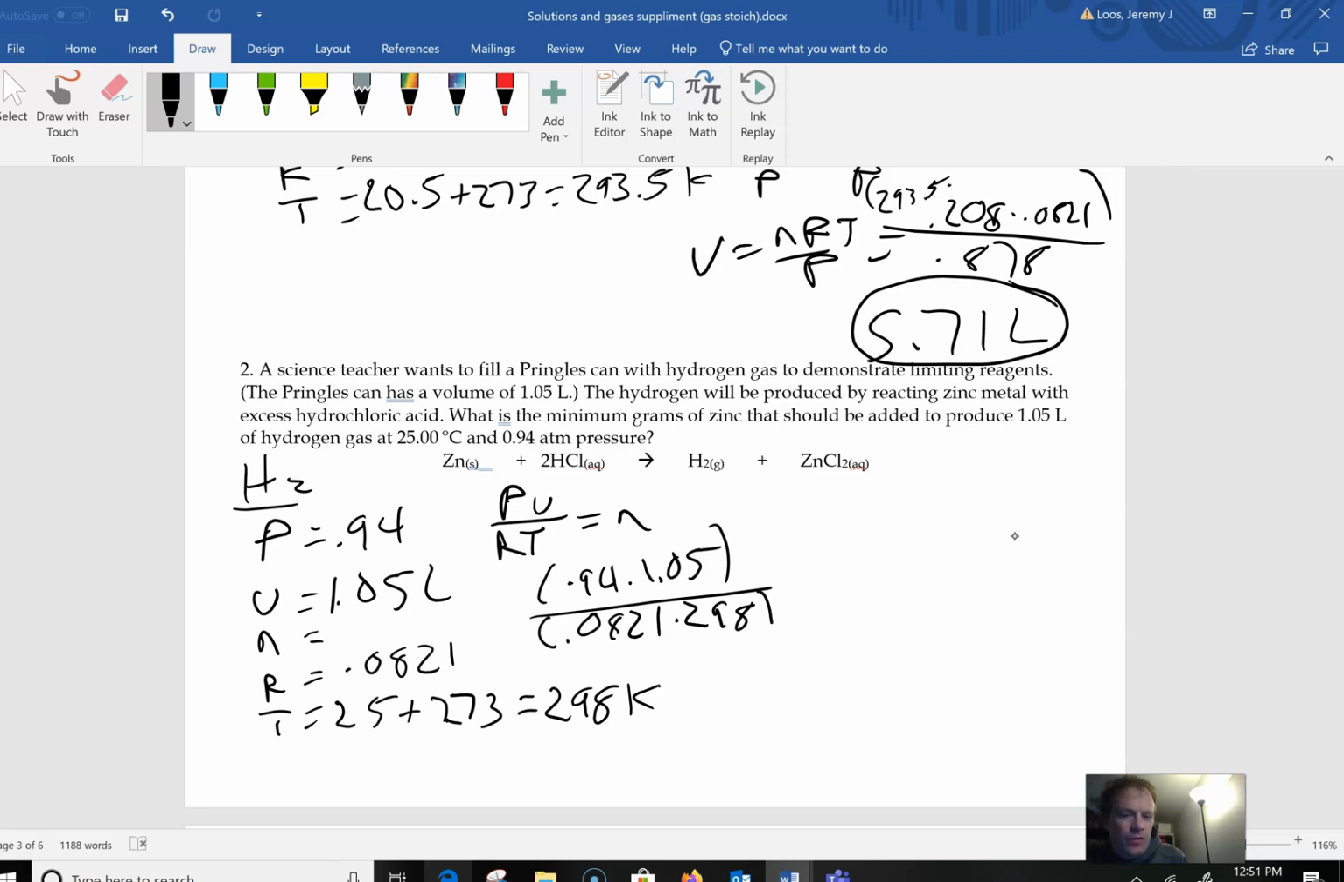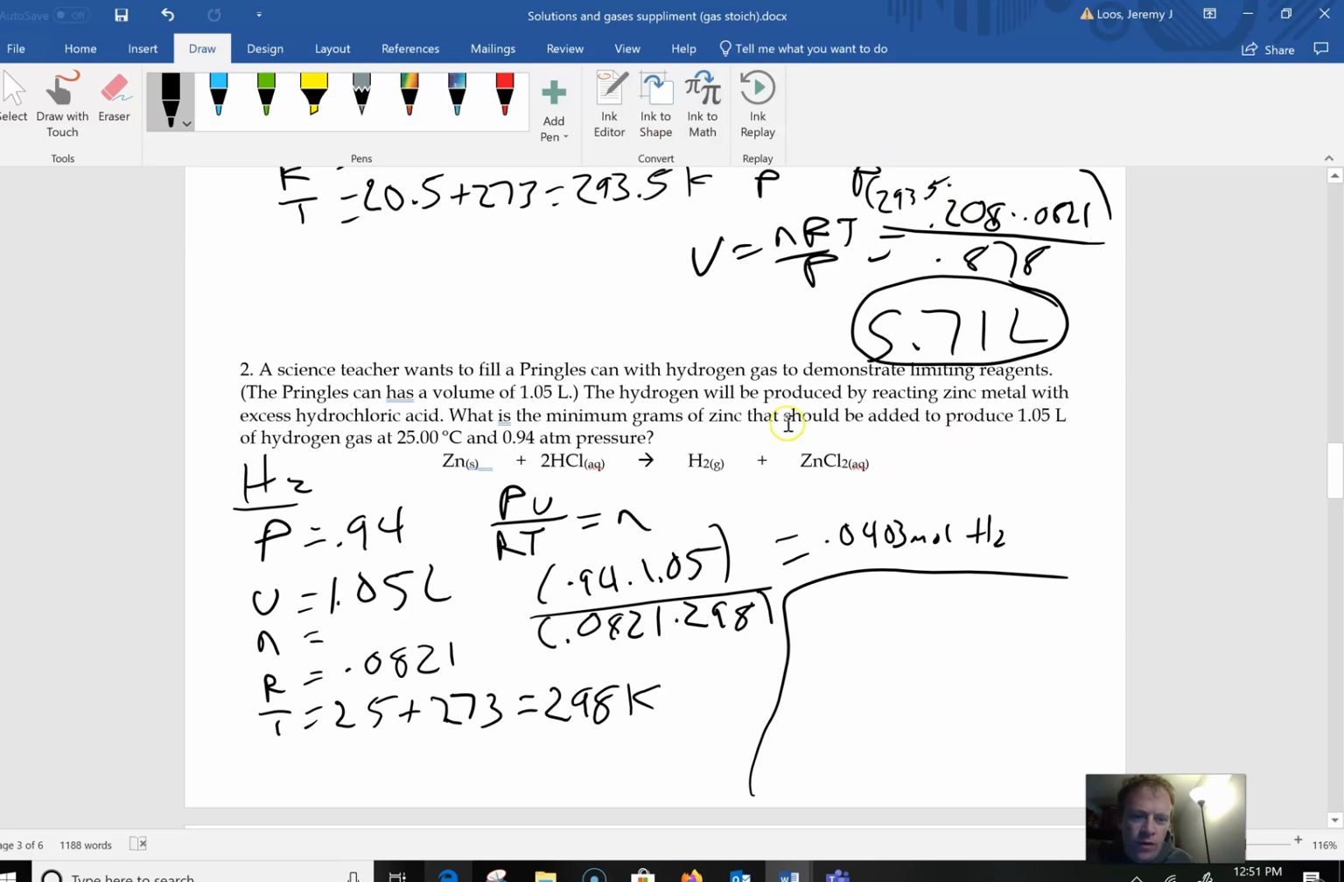So if you put this in your calculator, do it just like that, especially the bottom term. You need those parentheses around there. So what this tells us is we need about 0.0403 moles of hydrogen to fill the Pringles can. So that's moles of hydrogen.